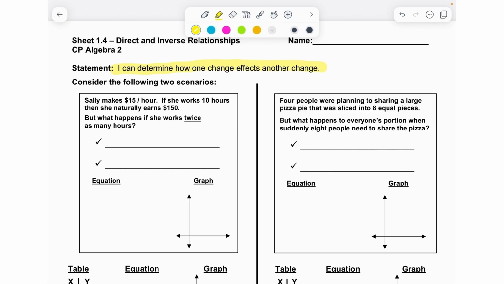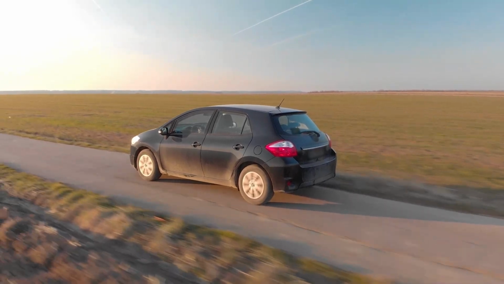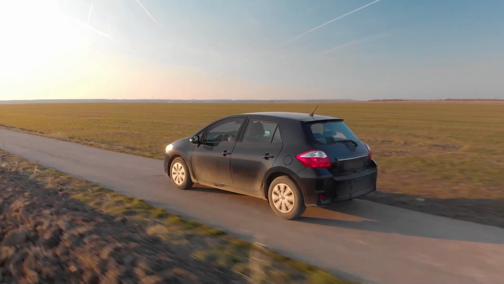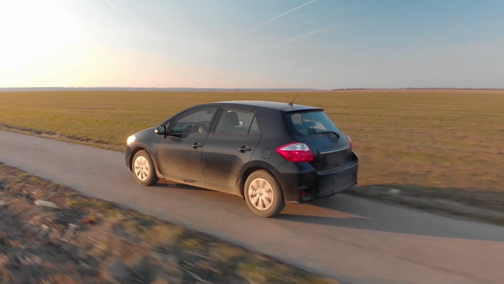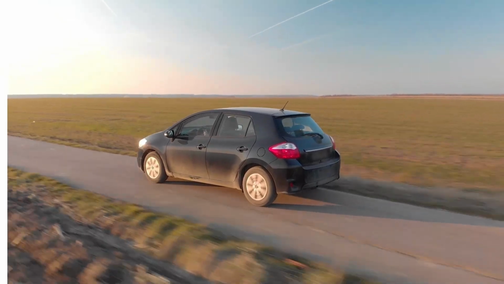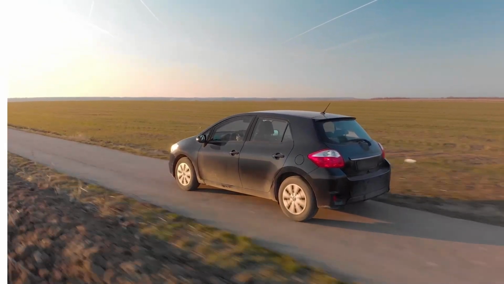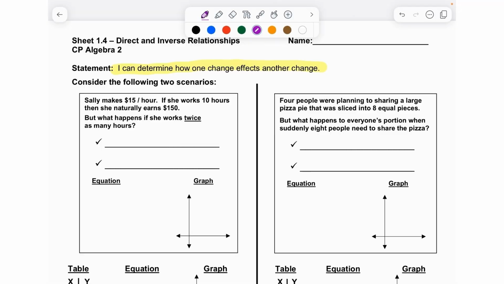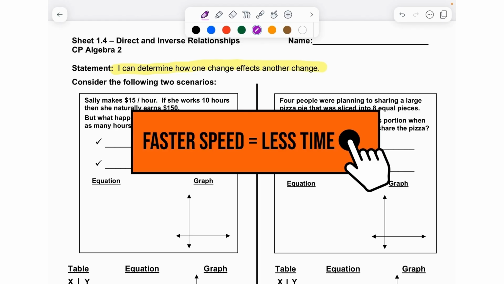If you're driving a certain speed, over maybe a pretty long distance, it's going to take a certain amount of time, right? Well, what if you drive twice as fast? What's going to happen to your time? Yeah, maybe you do have an idea how one change affects another. Now, what was the one change? We changed how fast we were going. And how does it affect another change? Yeah, it was the amount of time.